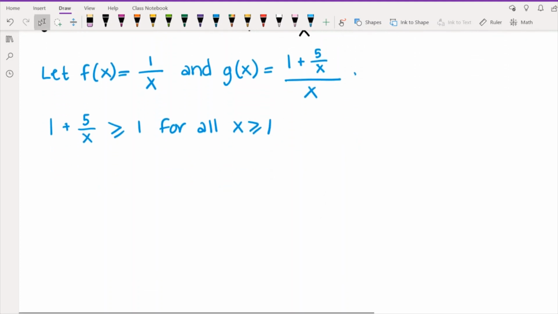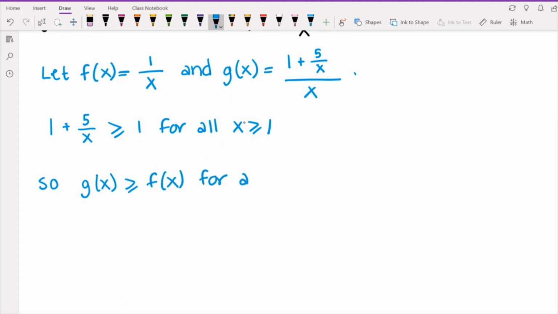And so if the numerator is getting bigger, then that tells us that the whole fraction is bigger, right? So g of x has to be greater than or equal to f of x for all x greater than or equal to 1.